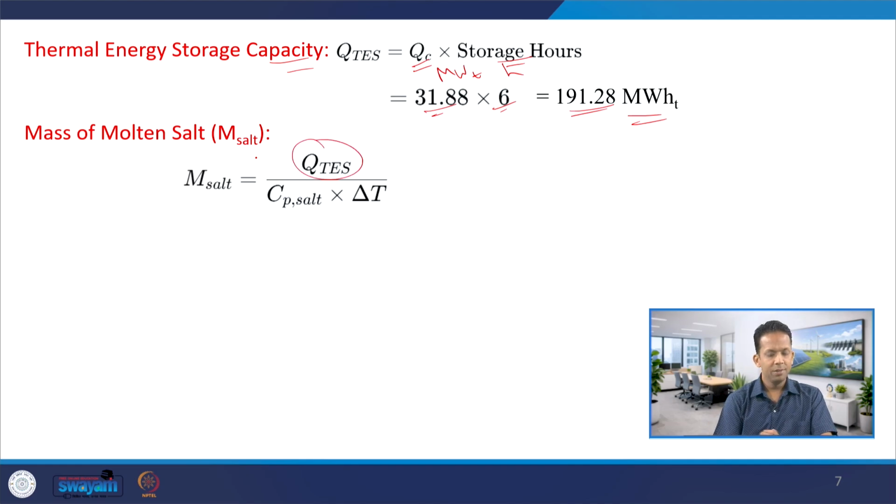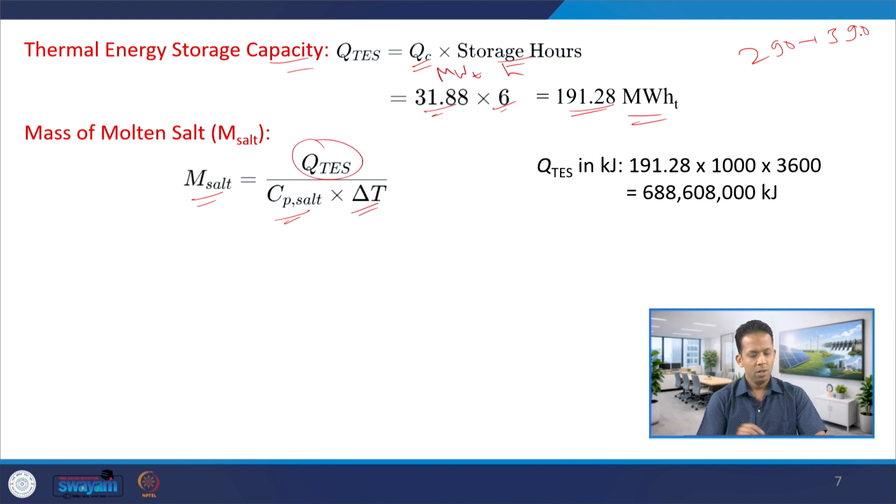So, that is the energy storage capacity, and mass of salt would be energy storage capacity upon Cp of salt into change in temperature. Change in temperature is 100, because we had to heat oil from 290 to 390, right. So, because Cp is going to be in kilojoule per kg Kelvin, we need this QTH in kilojoule. So, if we convert this megawatt hour into kilojoule, we need to multiply by 3600, and megawatt to kilowatt we multiply by 1000. This is the value in kilojoule.